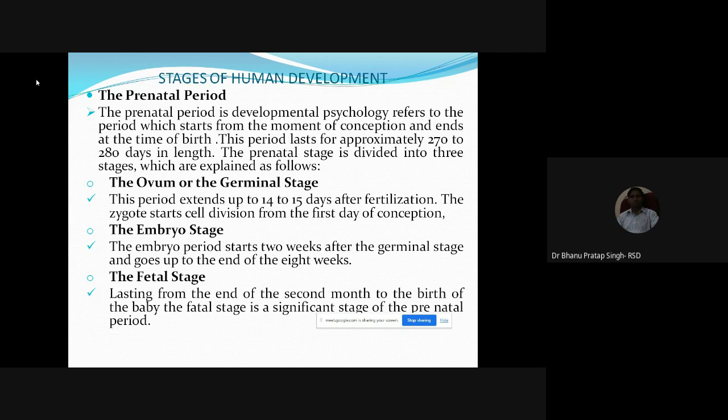Embryo is the second stage. The embryo period starts 2 weeks after the germinal stage and goes up to the end of the 8th week. The fetal stage is the most important, lasting from the end of the second month to the birth of the baby. The fetal stage is a significant stage of the prenatal period because in that particular age, the child starts learning.